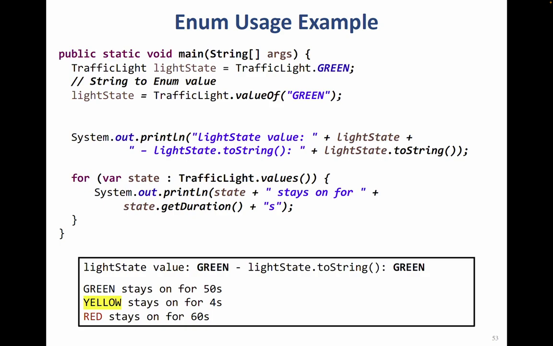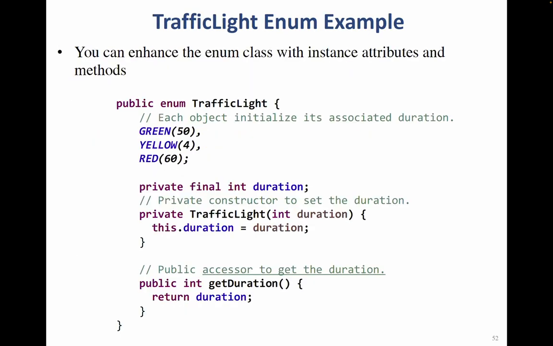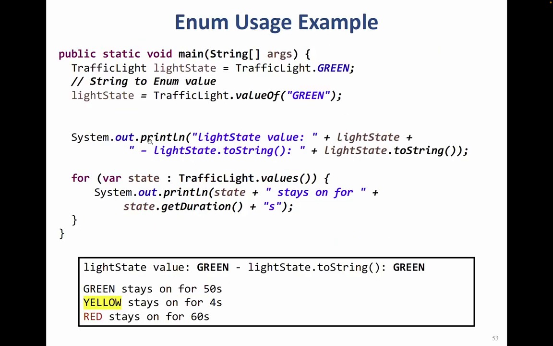So it's also possible to write it this way, by using TrafficLight.GREEN, or from TrafficLight.valueOf, where you put a string which is the name, green, yellow, or red. In this case it is green, so that it initializes this light state value. So these are all possible.